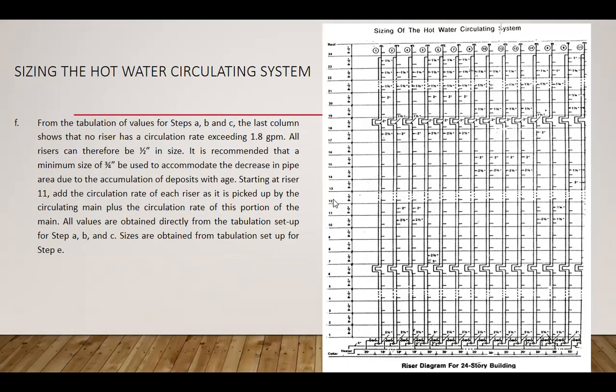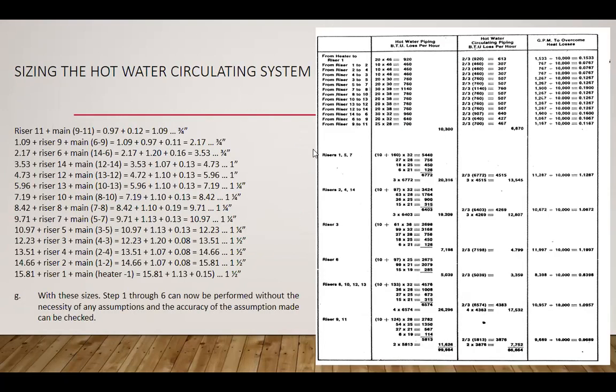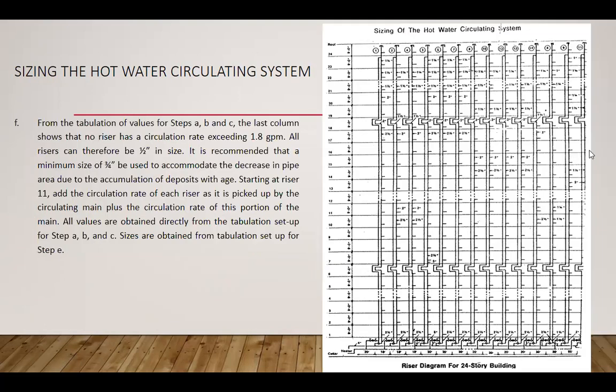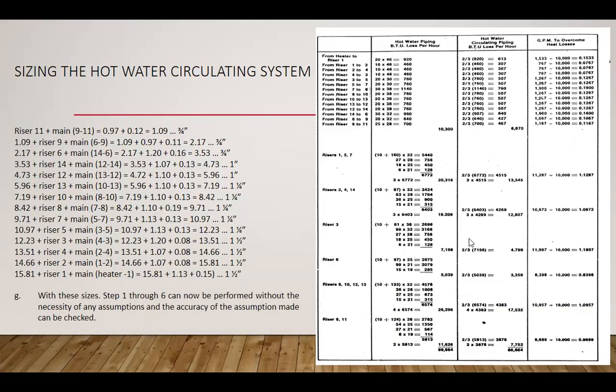This is a sample. So, riser 11, then main 9 to 11. Here, add this 11. Riser 11 is this, then this 9 to 11. The total losses are 0.9689, so 0.97, plus 0.12 (0.1167 is 0.12). Your total is 1.09. So, use 3/4.